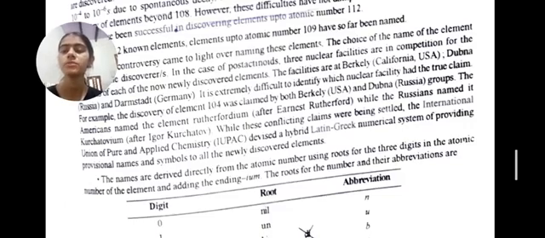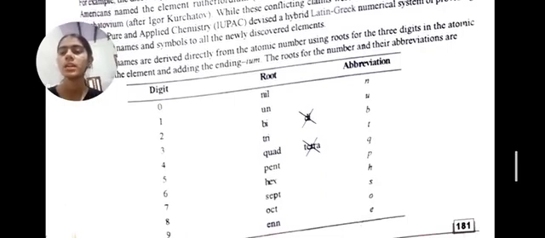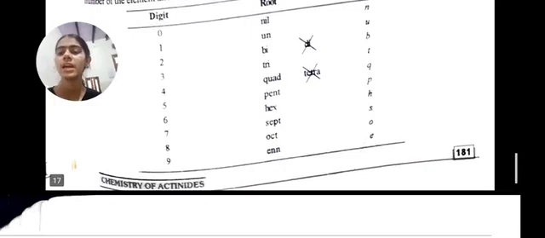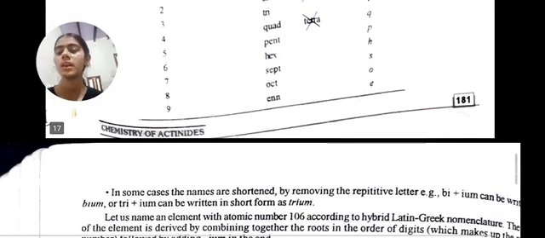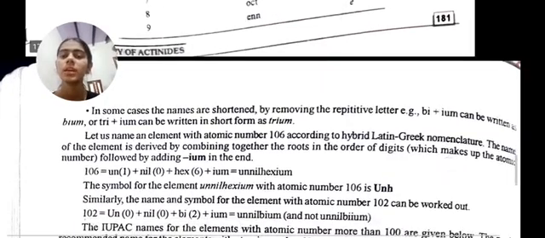The roots for the numbers and their abbreviations are: for 0, nil; 1, un; 2, bi; 3, tri; 4, quad; 5, pent; 6, hex; 7, sept; 8, oct; 9, enn. In some cases, the names are shortened by removing the repetitive letters. Can be written as bium or trium.